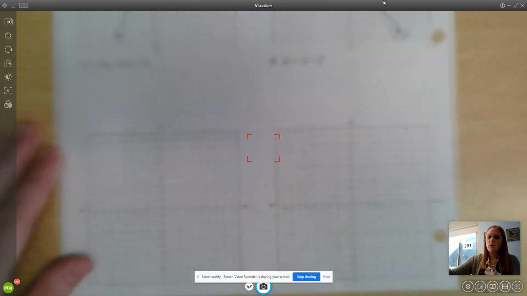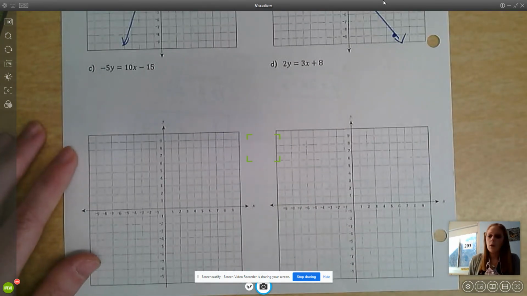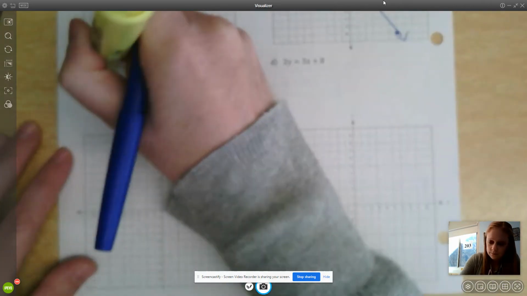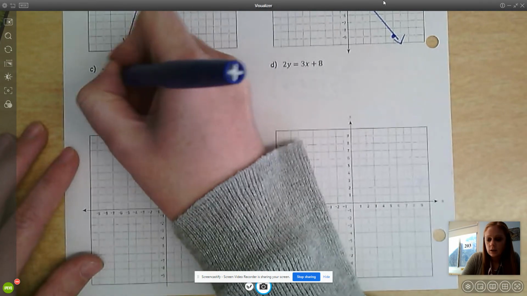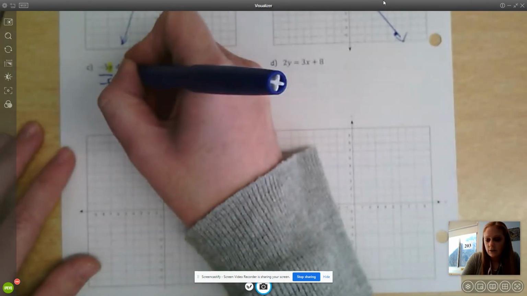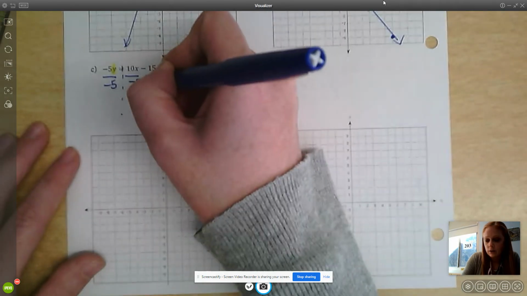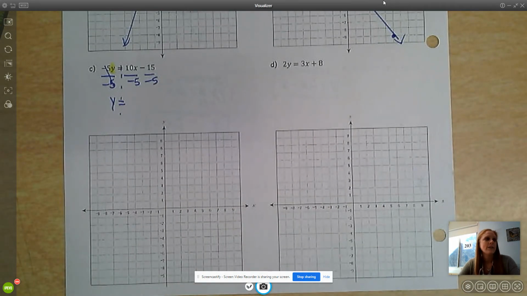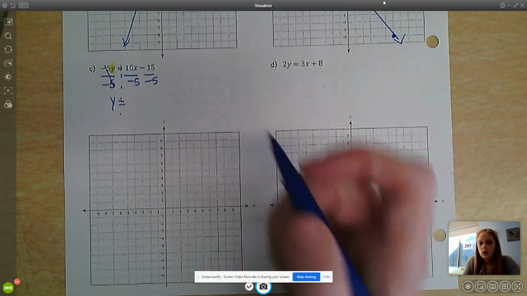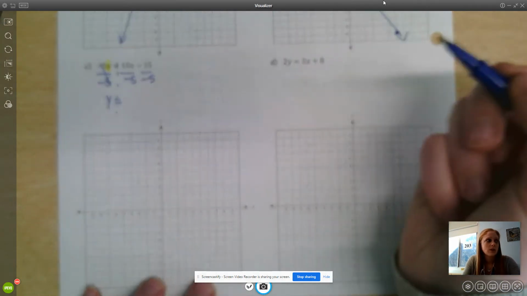Okay, 2 more. Negative 5y equals 10x minus 15. We want to get that y by itself. Right now it's being multiplied by a negative 5. If I divide by negative 5, then I will just be left with 1y. Negative 5 divided by negative 5 is 1. So the opposite of multiplying was dividing.